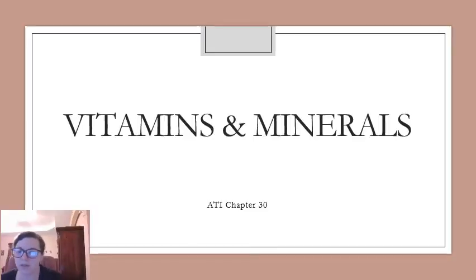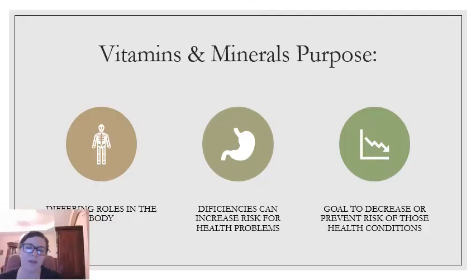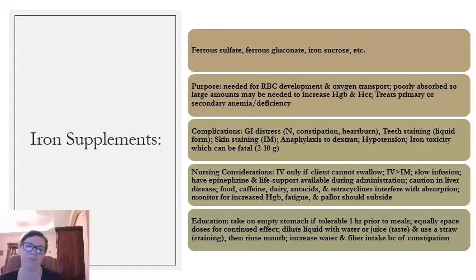Okay, so the last group of medications from chapter 30 in your ATI book are vitamins and minerals. These vitamins and minerals have different roles in the body, and so we'll go into detail about each one of them specifically, but it's important to know that deficiencies can increase risk for health problems. So then, of course, the goal is to decrease and prevent those risks of those health problems.